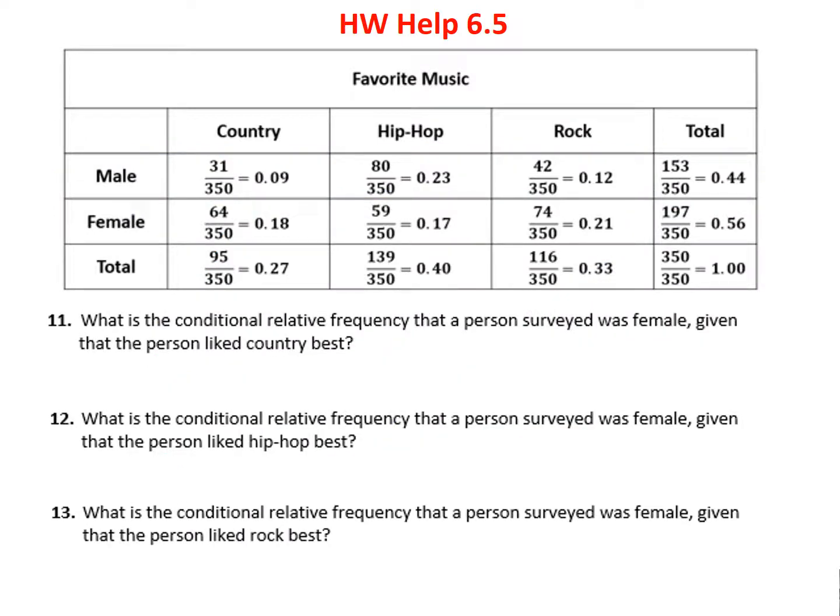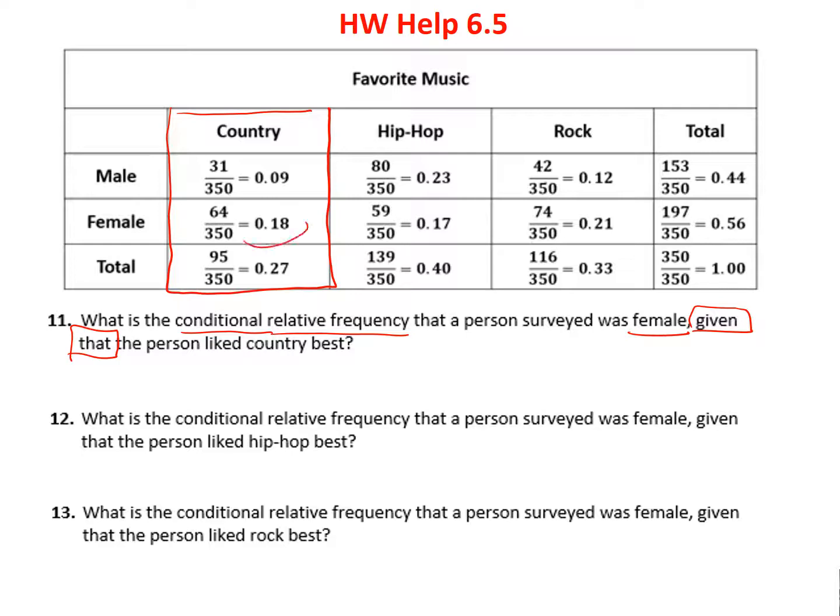Our last three problems have to do with conditional relative frequency. That means there's going to be a condition, and it's always with this "given that." Given that a person likes country best, what that means is I'm going to look up here and I'm going to pretend that the only thing that's important is people who like country. I don't care about the other columns. So given that they're in this column, what's the conditional relative frequency that the person was female?